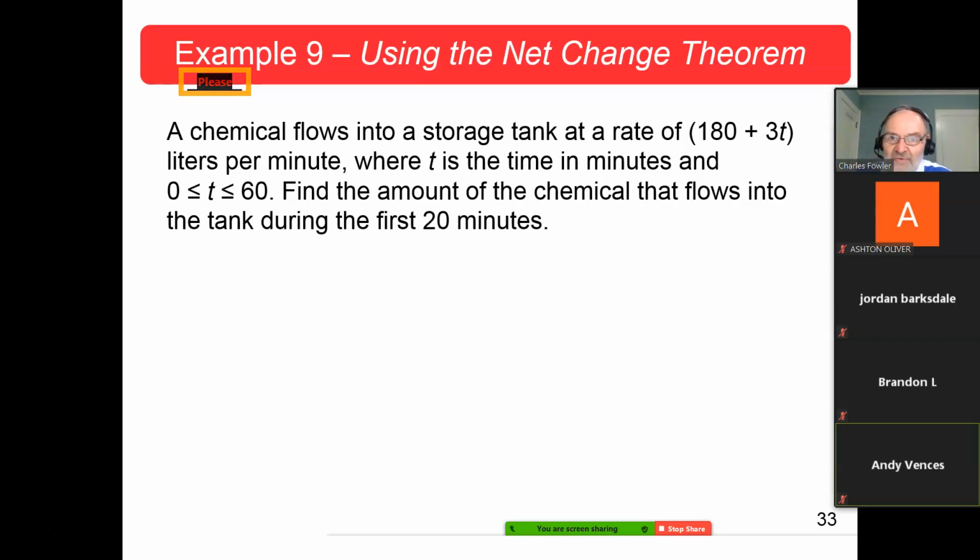A chemical flows into a storage tank at the rate of 180 plus 3t. Anytime you see rate, think derivative. So I'm going to call that rate dC/dt. Let me write that down right over here. This will be dC, the change as a function of time. Rate usually means a time derivative. And sure enough, t is your independent variable here. Liters per minute.